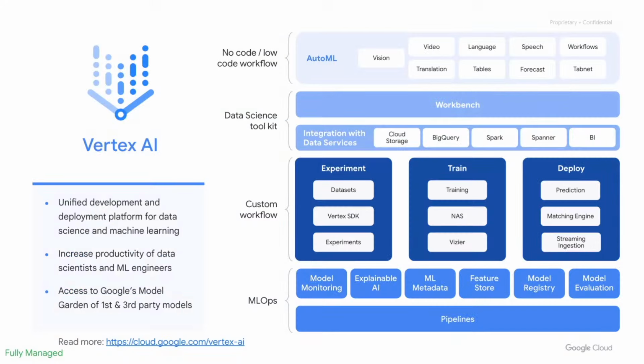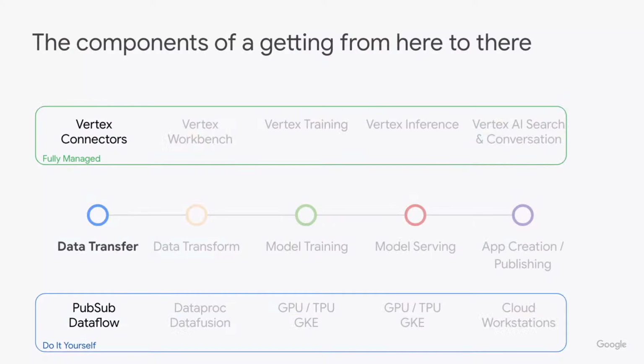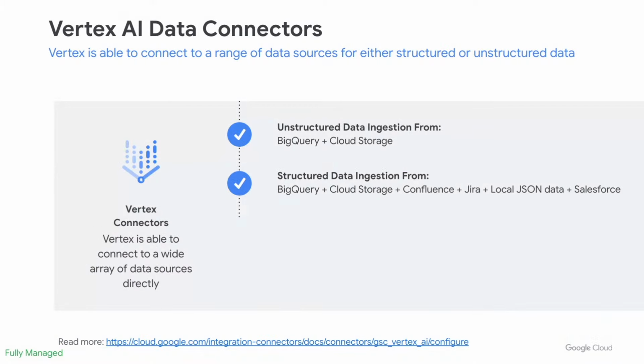So when it comes to data transfer, leveraging our Vertex AI platform gives you access to all of these underlying tools and capabilities across that entire lifecycle, across that entire platform, from transfer to transformation to training and serving and app creation. So when we look at the data transfer, for Vertex, Vertex has data connectors that allow you to attach it to the data that you already have.